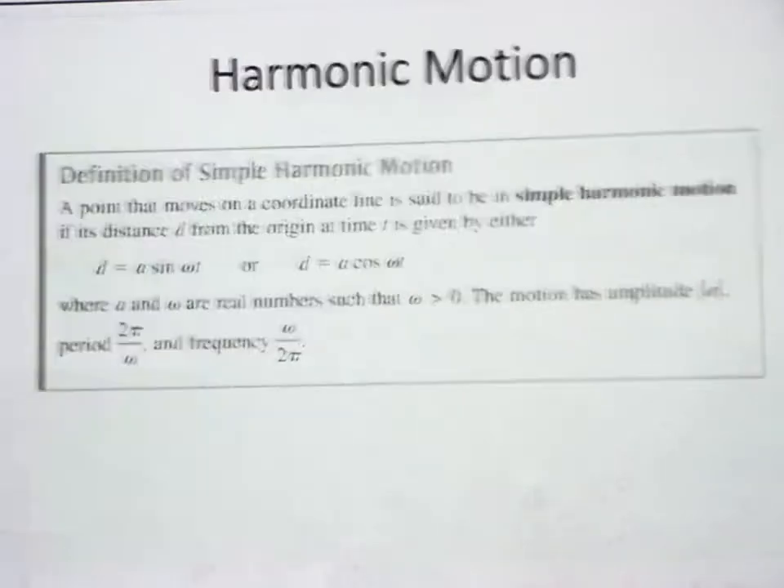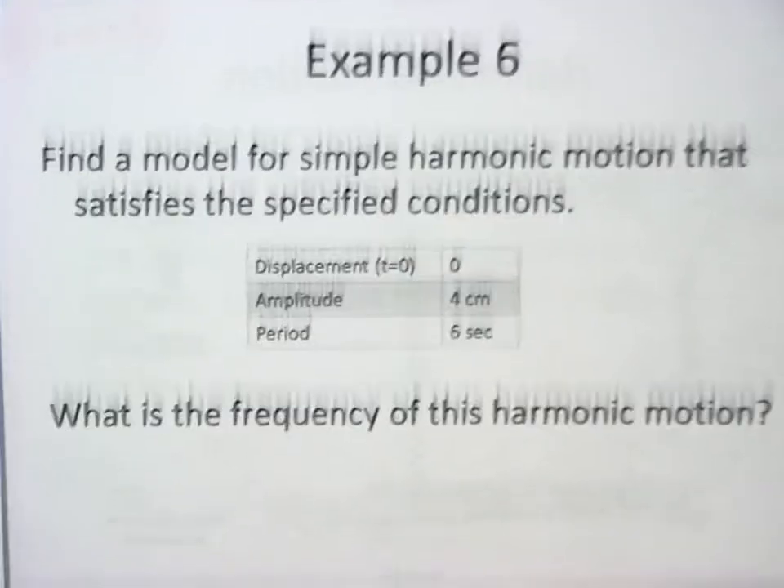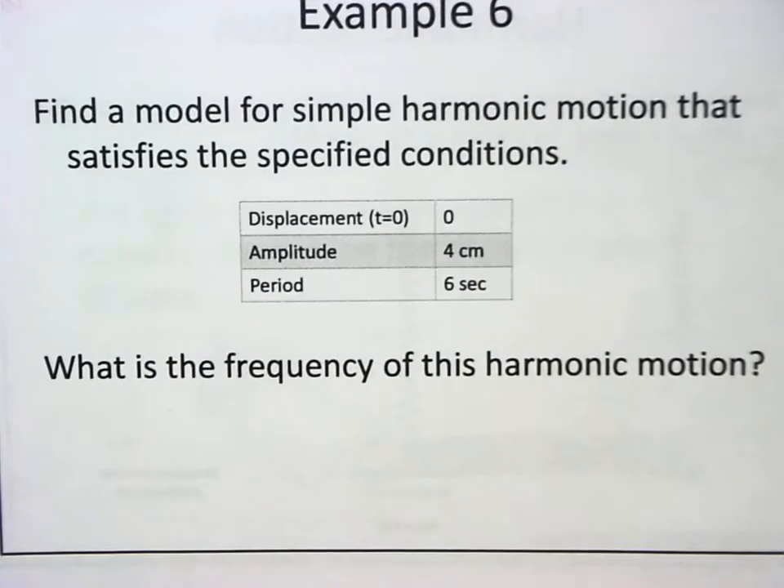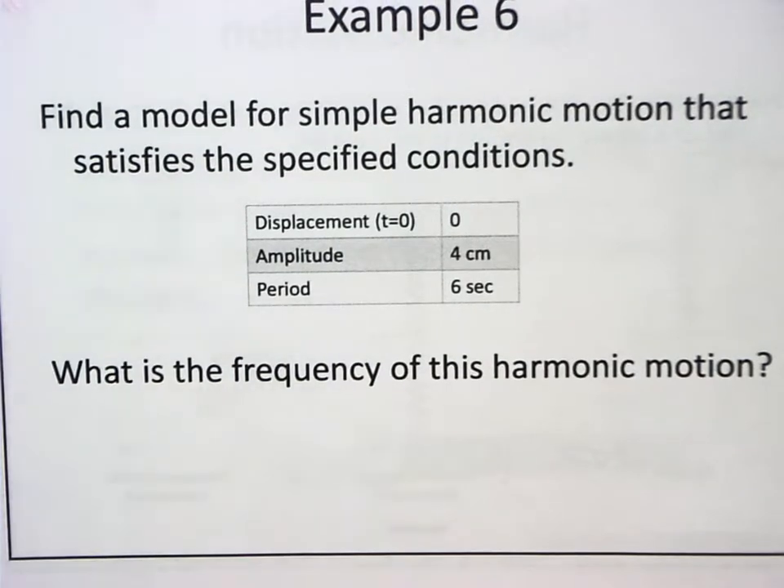Okay? So if I have a simple harmonic motion and I know this much data about it: displacement at t equals 0 is 0. So it's starting at equilibrium. If it's starting at equilibrium, which is going to be better to use, sine or cosine?